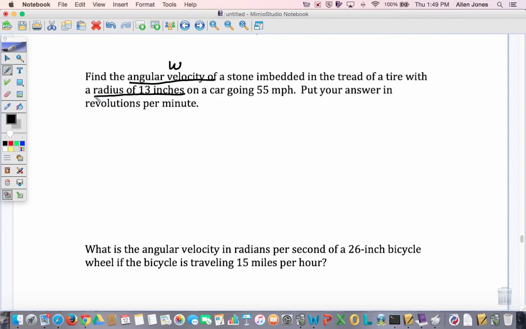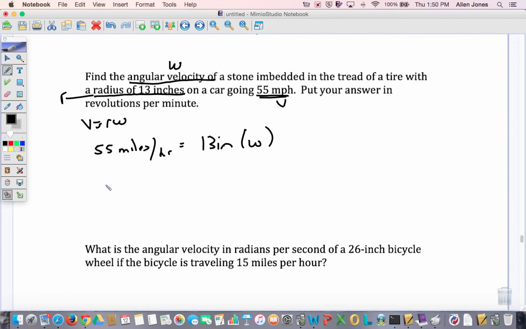Put your answer in revolutions per minute. So we're trying to find angular velocity, which is our omega. Radius is pretty well spelled out here. That's our radius. A distance per time, that is our linear speed. So there's our v. V equals r times omega. We have 55 miles per hour equals 13 inches times our omega. I sometimes call it a w because it looks like a w.